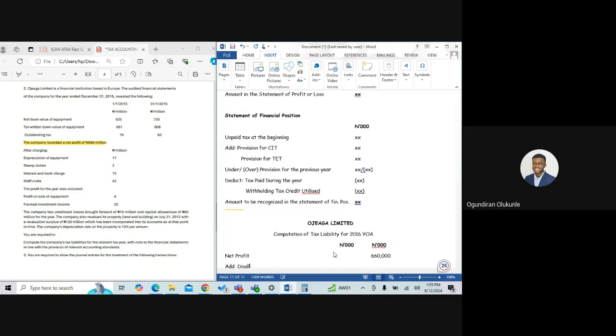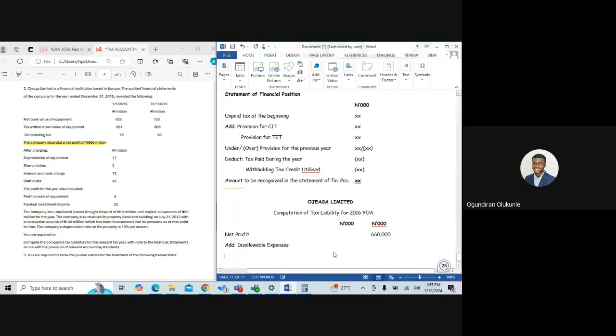Add these allowable expenses, right? So what are these allowable expenses? So we have depreciation. Depreciation, yes. How much is depreciation? 17,000.